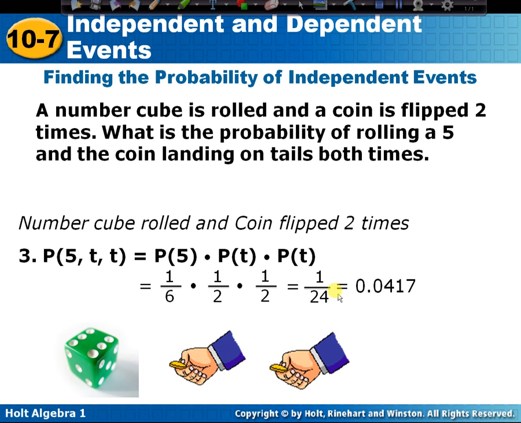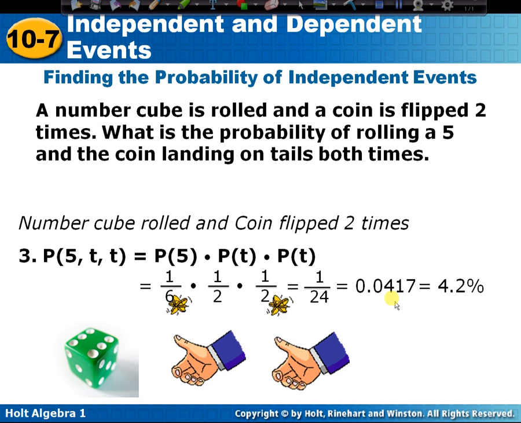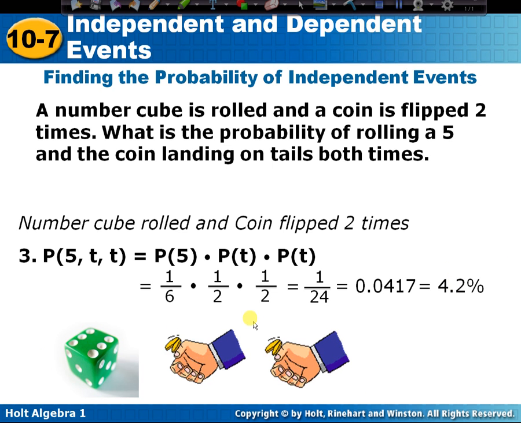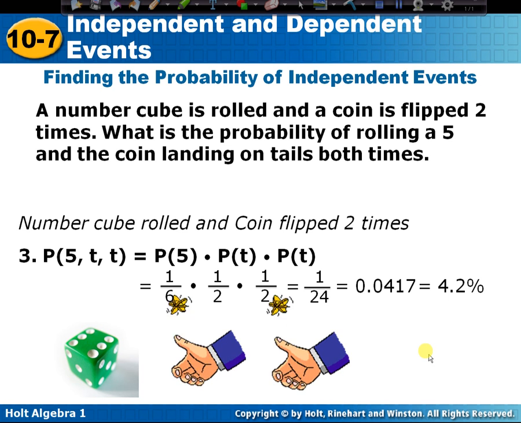As a fraction, 1/24, we're going to divide that, and it's going to give us 0.0417 as a decimal, and then we're going to multiply it by 100 to get a percentage, and it's going to give us 4.2%, meaning 4.2% of the time that I roll the die and then flip a coin twice, it is likely to land on 5, tails, and tails. Again, these are still independent events. Make sure that you have all of that down before you move on.